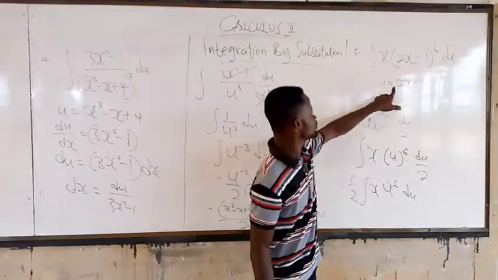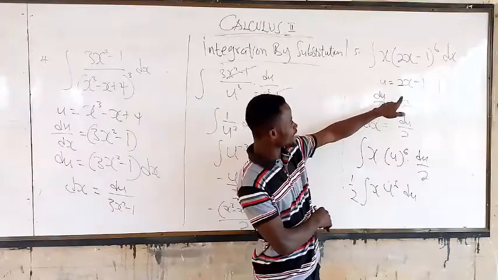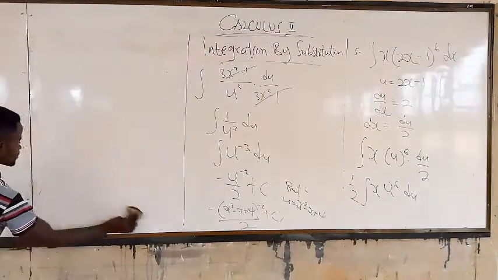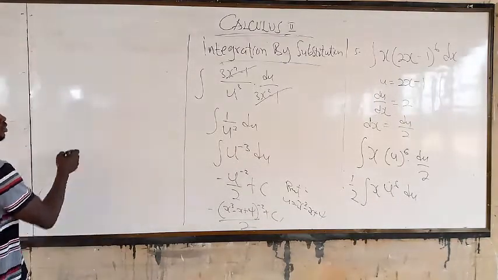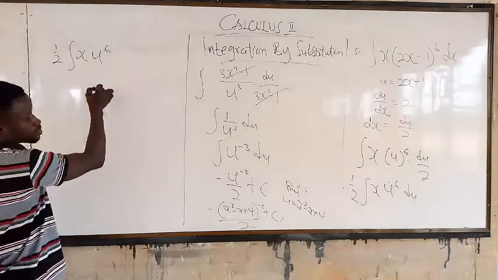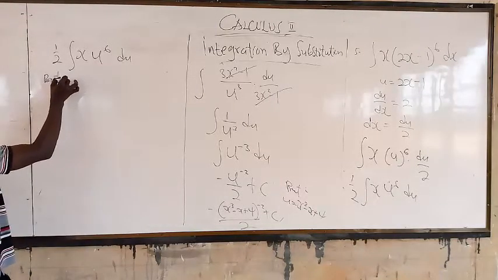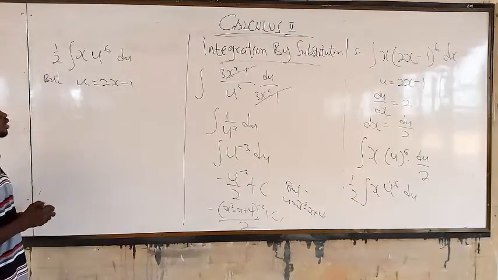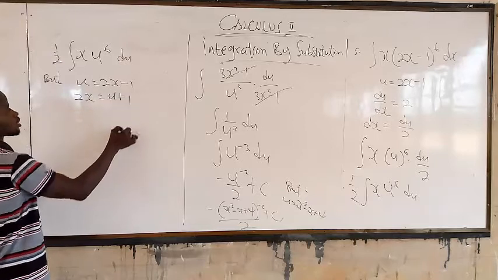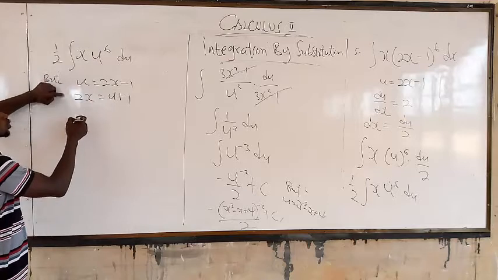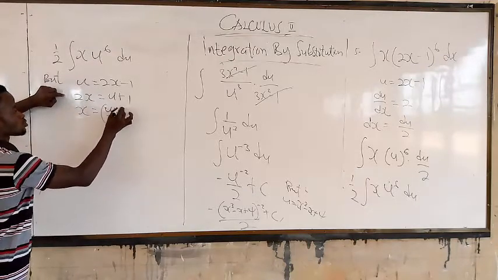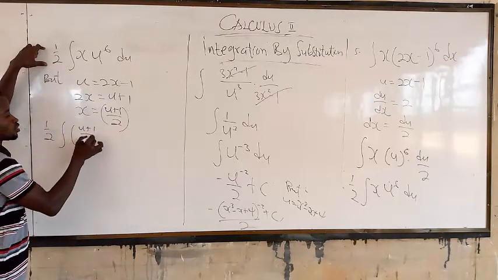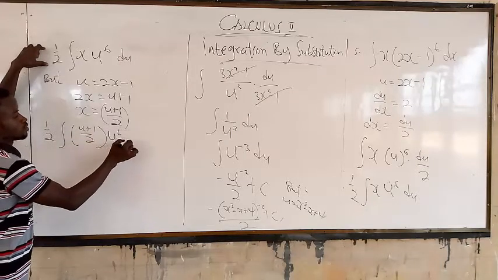Don't worry. You know that u is equal to this. Then in the same way, you can make s the subject and substitute back. Let's see. Half integral of s u to the power 6 du, but u is equal to 2s minus 1. So 2s is equal to u plus 1. You are making s the subject. So we get s to be equal to u plus 1 all over 2. So instead of writing s, we are going to write this. So half integral of u plus 1 over 2 times u to the power 6 du.